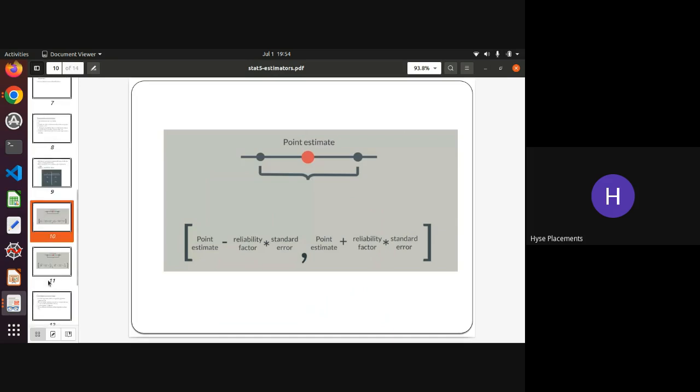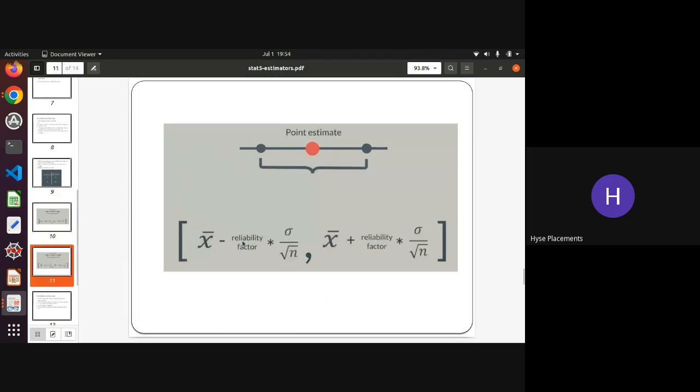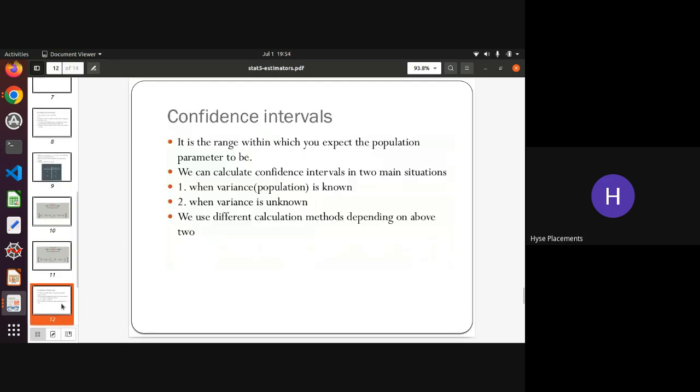Are you getting my point? Point estimate plus or minus reliability factor times standard error. That means plus or minus reliability factor times sigma by root n. This is the formula; the standard error is sigma by root n. A confidence interval is the range within which you expect the population parameter to be.